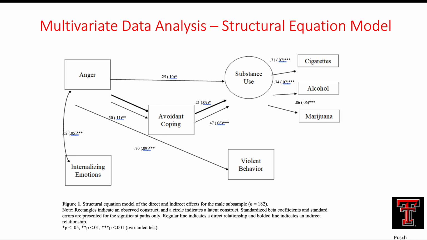This is another type of multivariate analysis called a structural equation model. Again, it's looking at relationships between variables and allowing us to control for other things. So I know for this one that I did, I controlled for demographics as well as a bunch of other things. It looked at the relationships, both the indirect and direct effects of anger, coping, on substance use and violent behavior. So again, you're not going to have to do this. Just be able to recognize that this is a structural equation model.